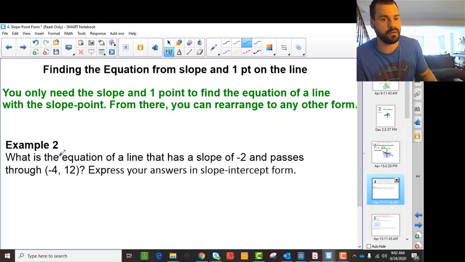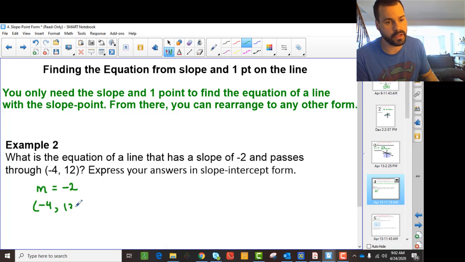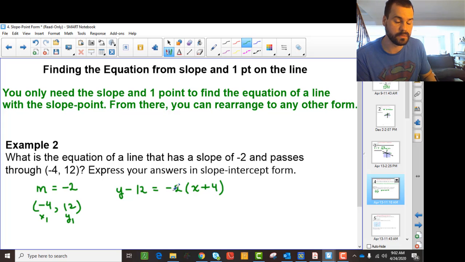So you notice this says write the equation. What's the equation of the line that has a slope of -2? So we're going to write m is -2. And then it passes through (-4, 12). So that gives me x1 and y1. So we're going to write that first as y minus y1. So y minus 12 is equal to m, which is -2, onto x minus -4. So x plus 4, right? In other words, we switch these signs and we put them into the equation and leave the slope alone. Now that's the point slope formula or slope point formula.